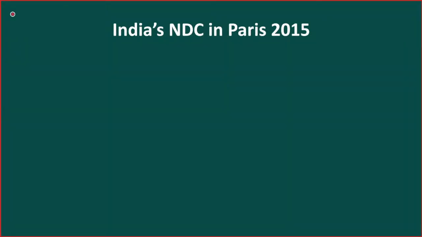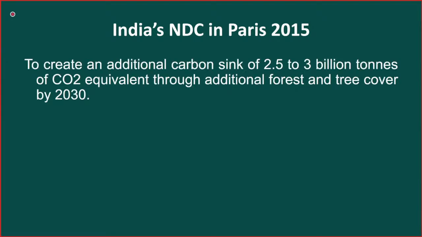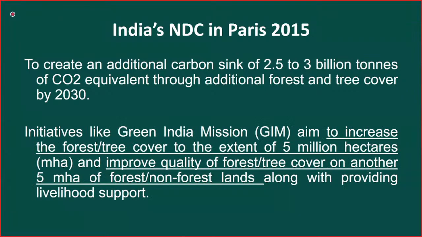So what is India's nationally determined commitment number 3 in Paris? To create an additional carbon sink of 2.5 to 3 billion tons of CO2 equivalent through additional forest and tree cover by 2030. So this is, mind you, in 2015 that we made the commitment, which means in 15 years we would do this kind of additional carbon to be sucked out of the atmosphere and permanently stored in India's forests. The permanently stored dimension is really important, because if you just did it over 15 years and then let it go, then you've not really contributed anything to solving the climate change problem.